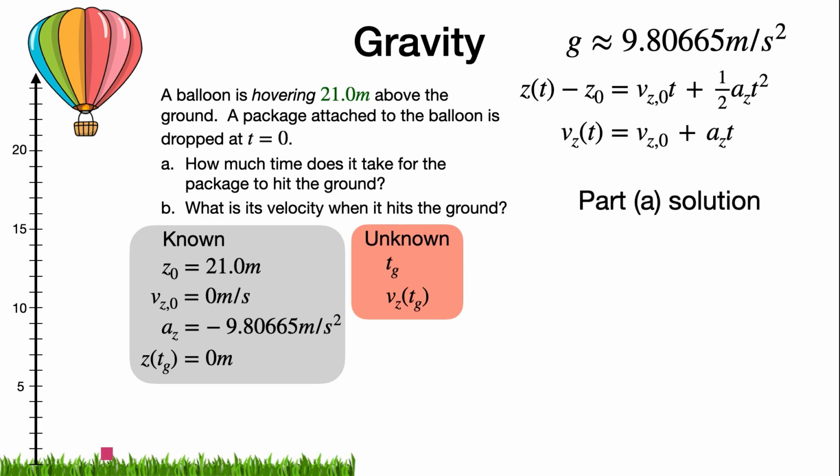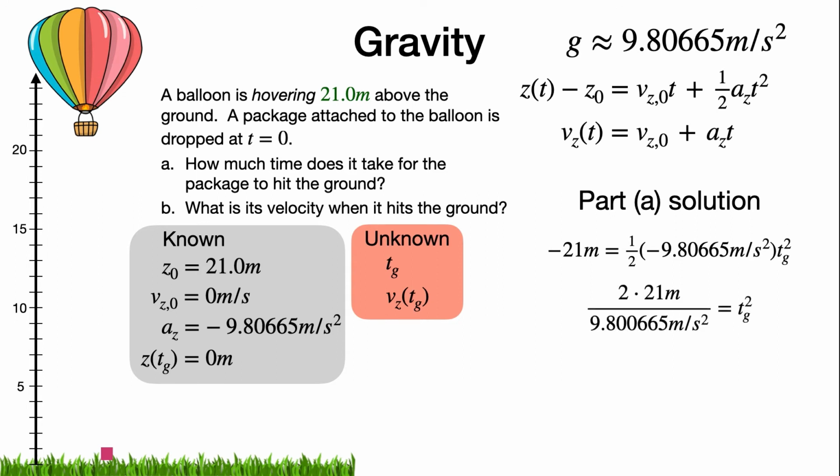To solve this problem, let's tackle part A first. We use the equation for position as a function of time. We know the initial and the final position, so we know the displacement, which is going to be minus 21 meters when we reach the time t sub g. The initial velocity is 0, so that term vanishes, and so we have on the right-hand side 1/2 times minus g times t sub g squared.